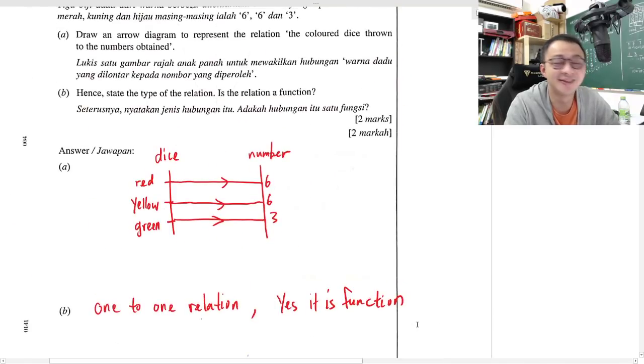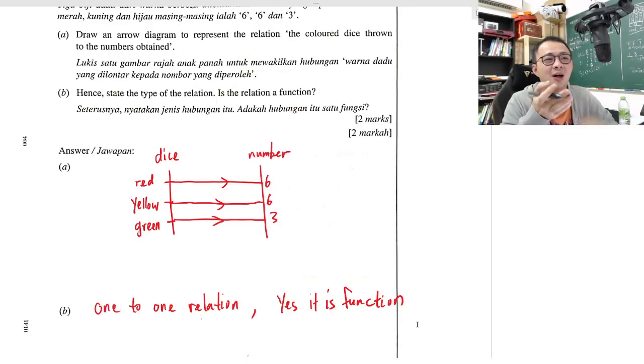Why one-to-one? Then you need to go back to the function. One-to-one means one object linked to one image. We call it a one-to-one function.